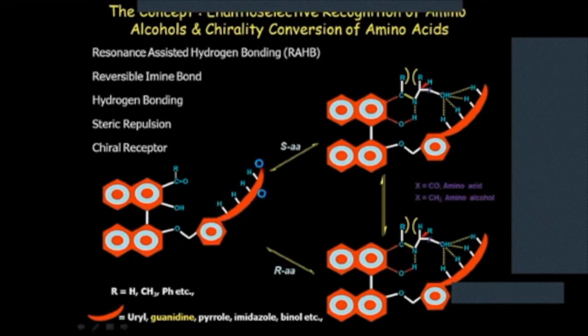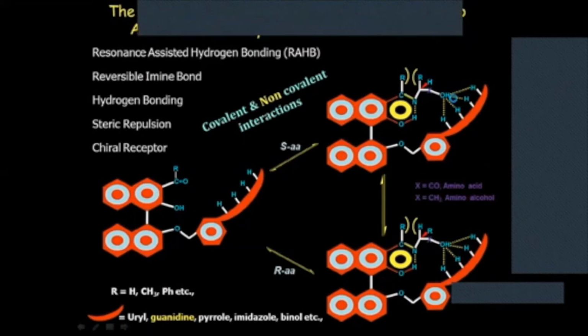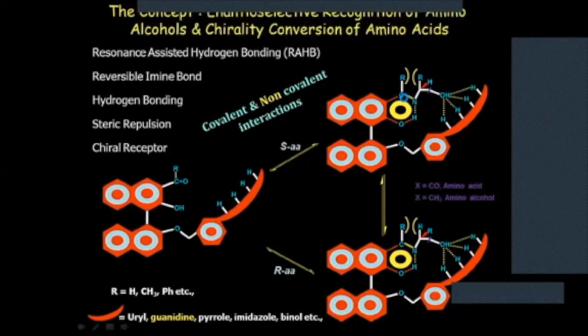The covalent interaction and the non-covalent interaction, if you put an L amino acid to this receptor, in 48 hours, 99% of the L is converted into D amino acid. So here both covalent and non-covalent are involved. This is the aldimine, and this is the chiral center because of the steric hindrance here, and this is one of the supramolecular interactions, the resonance assisted hydrogen bonding. The imine bond is covalent and this is non-covalent.